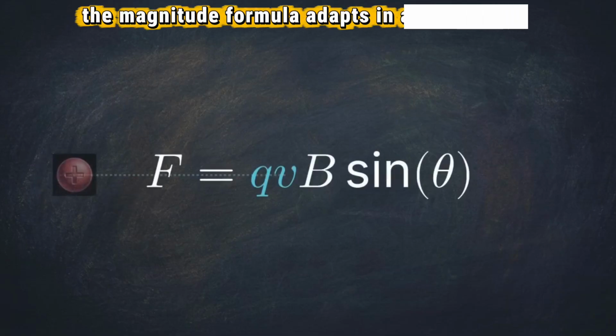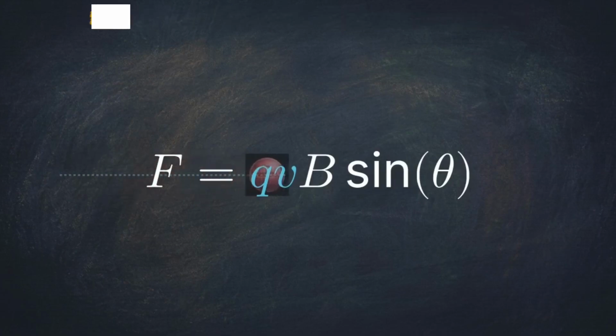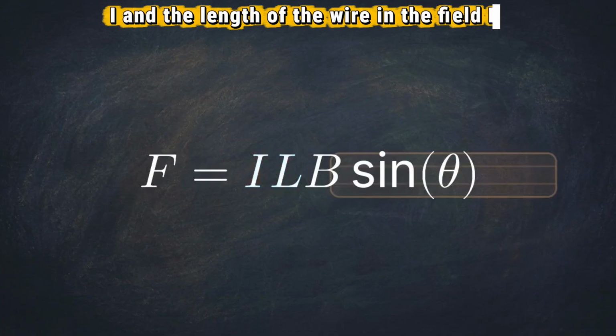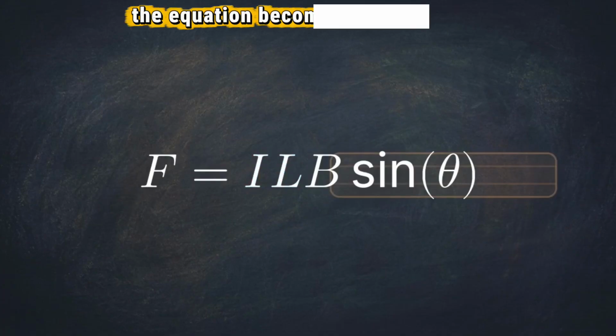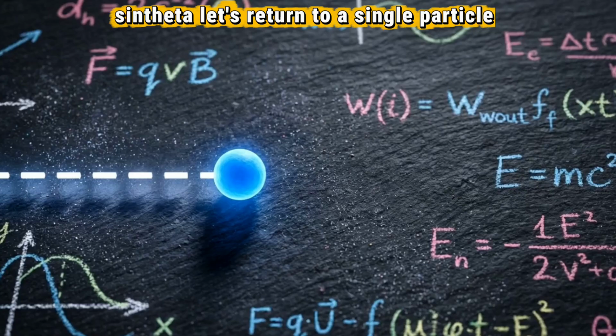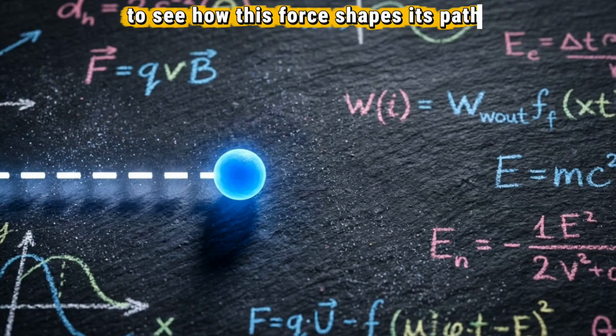The magnitude formula adapts in a similar way. We swap out charge and velocity for current, I, and the length of the wire in the field, L. The equation becomes F equals ILB sine theta. Let's return to a single particle to see how this force shapes its path.